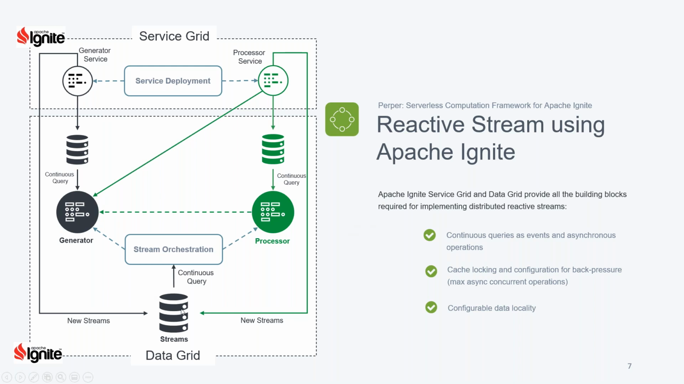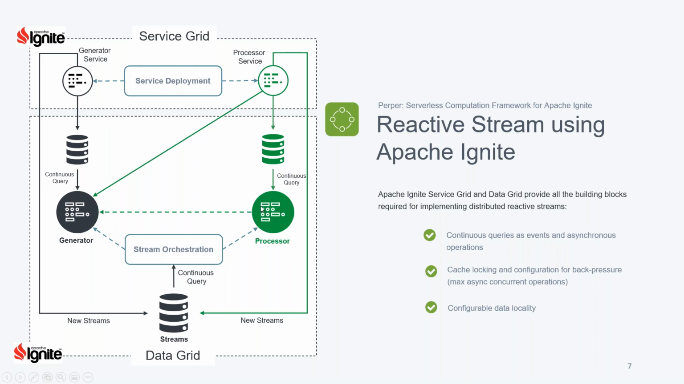The idea that we use in Perper is that we have an Ignite cache that holds all of the descriptive data for the streams, which means the parameters for the streams, the input streams, and any sort of other configuration constants. By using continuous queries, we can observe the changes in the streaming graph and create a stream object when a specific change occurs. This is a process that we call stream orchestration.